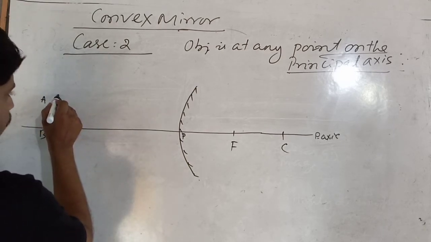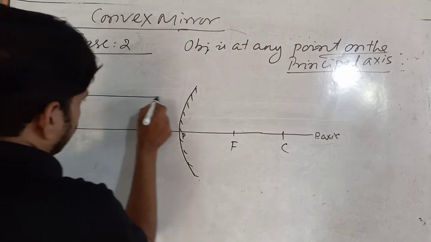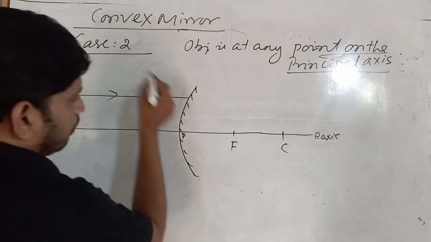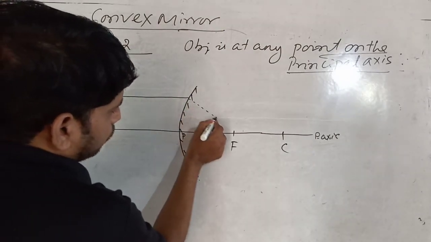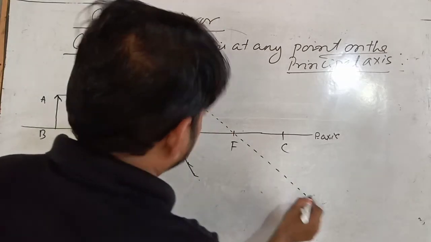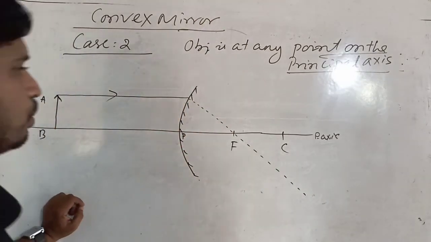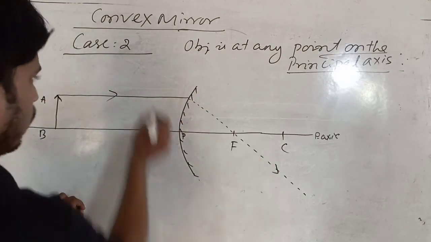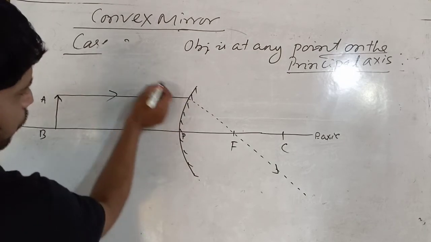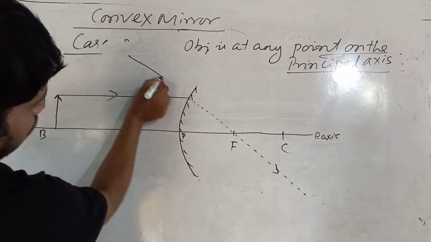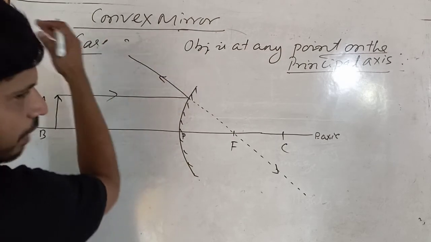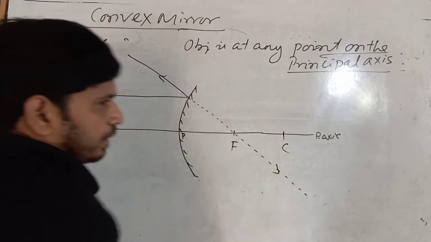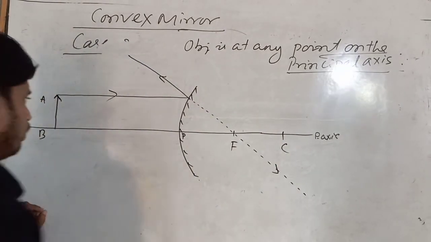Now a ray will come parallel to the principal axis, the same as in the previous case. So it will go through the principal focus. The light will actually be reflected on this side, but if you produce it, the virtual line goes through the principal focus.